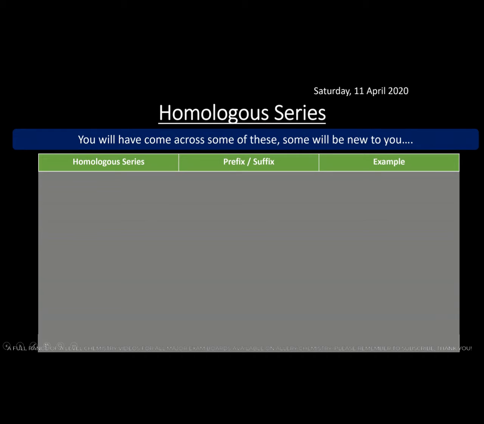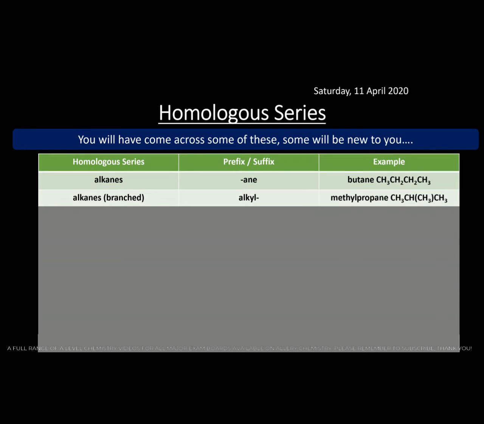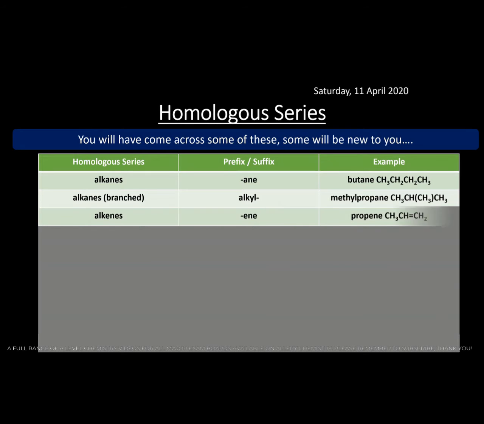Okay, so we need to come across some of these homologous series and how we can name them and some examples of these, because you'll come across these and you may have seen some of these already as well. So alkanes end in -ane, and an example is butane. Alkanes are just a straight hydrocarbon chain. You might have seen them as well. Alkanes which are branched have alkyl groups, for example. You might not have seen these too much at GCSE. You'll see them a lot more at A level, but this is just an introduction to it. So for example, methylpropane, which is that compound there.